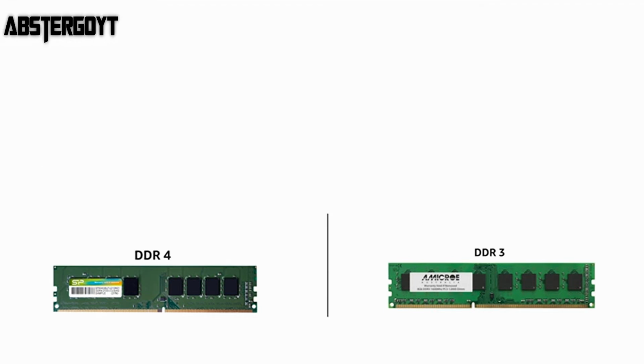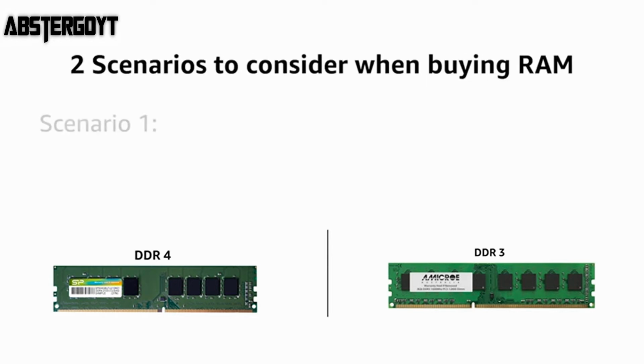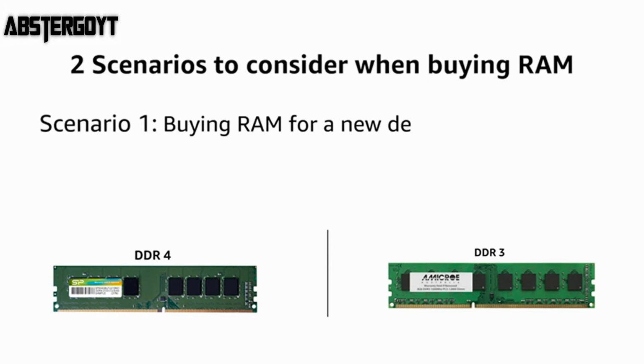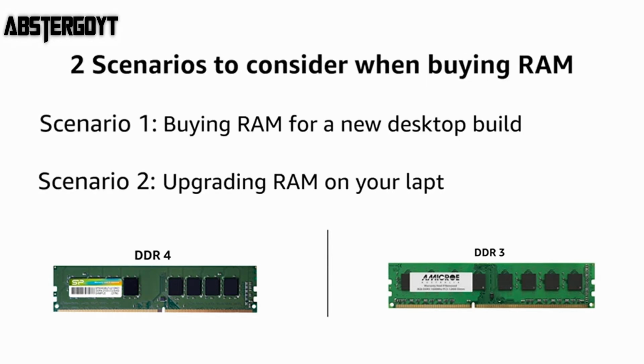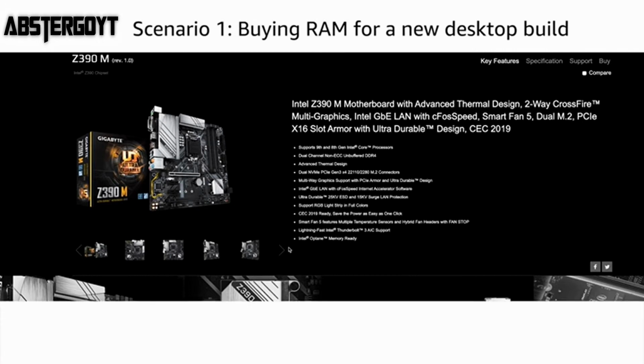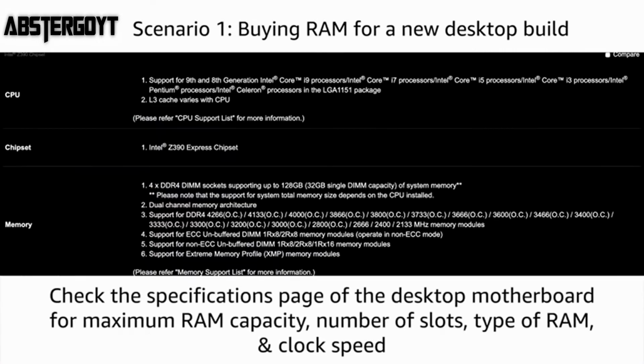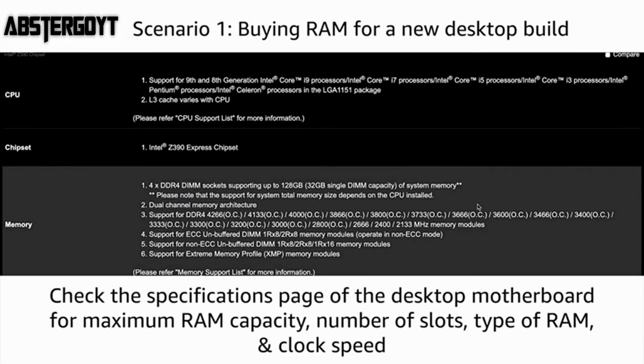Let's break up your RAM buying decision into two scenarios. Scenario 1. Buying RAM for a new desktop build. Scenario 2. Upgrading RAM on your desktop or laptop. If you are setting up a new desktop, you will be able to gather these three key inputs: maximum capacity and slots, type of RAM, and highest clock speeds from the motherboard specification sheet. You go ahead and buy compatible RAM for your new desktop on this basis.